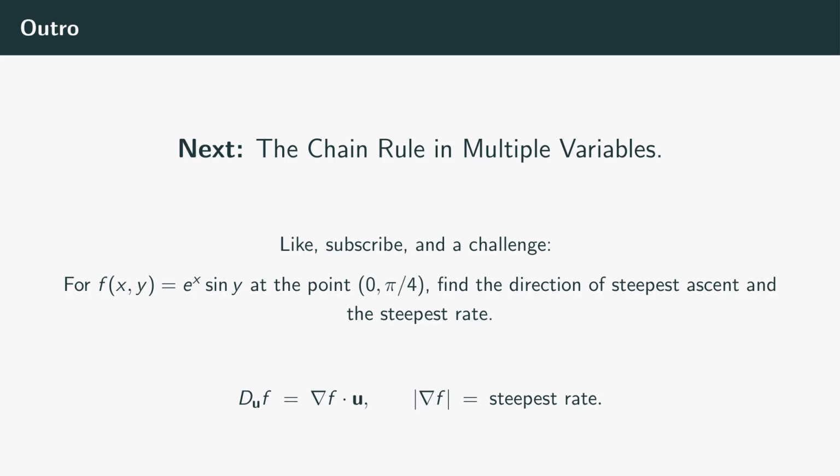If this helped, like, subscribe, drop a comment with the answer to today's challenge, for f of x, y equals e to the x times sine y at the point 0, pi over 4, what is the direction of steepest descent and what is the steepest rate?